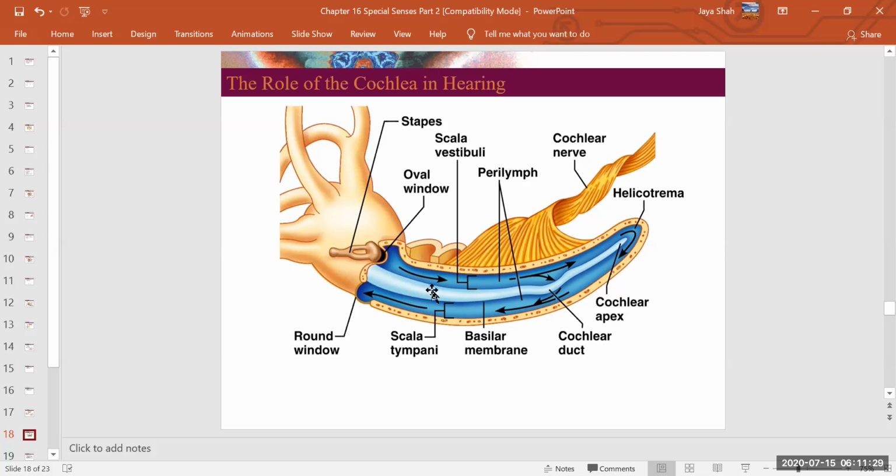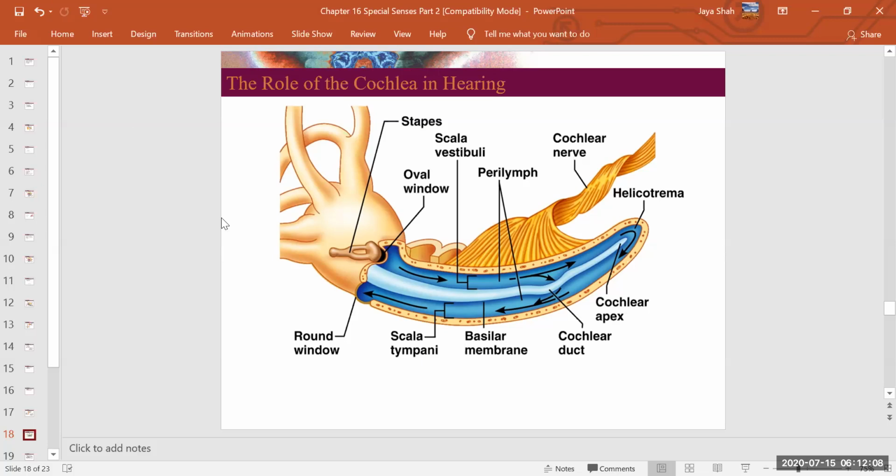In the membranous labyrinth, inside you have the receptor for hearing, and that duct inside is called the cochlear duct. This is the membranous labyrinth, that is, the cochlear duct. Inside the cochlear duct, you have another fluid, and that is called endolymph. And if we cut and see under a microscope, you're going to see a lot of receptors. Those receptors are lying on the lower membrane, and this membrane is called the basilar membrane.